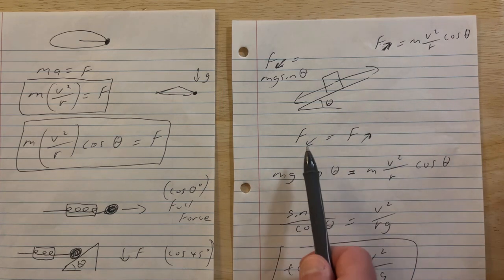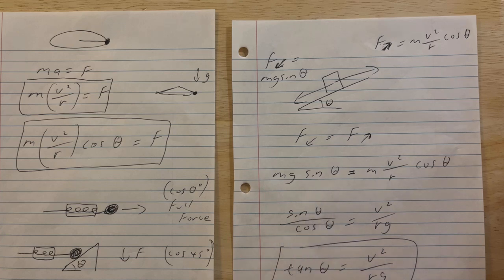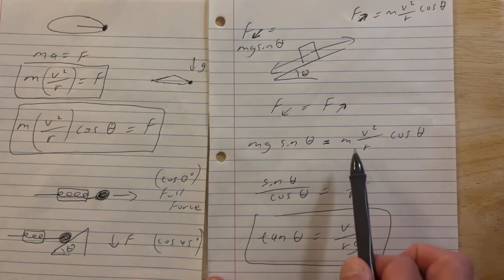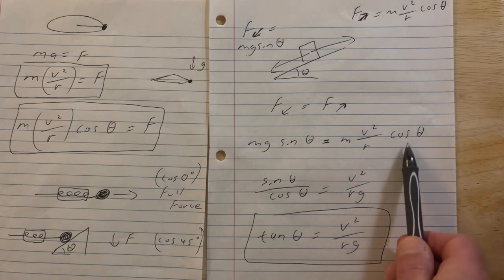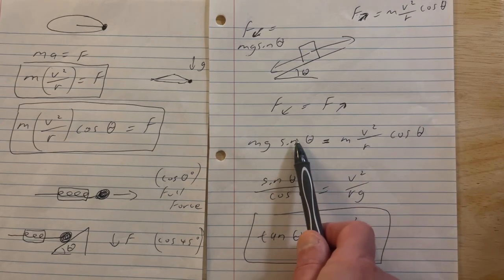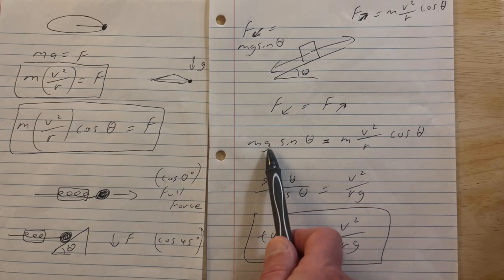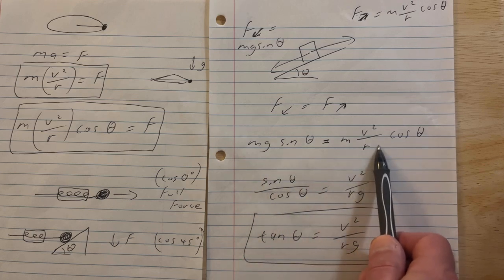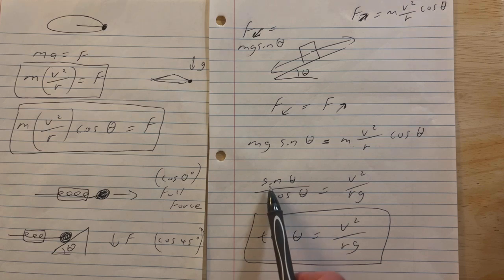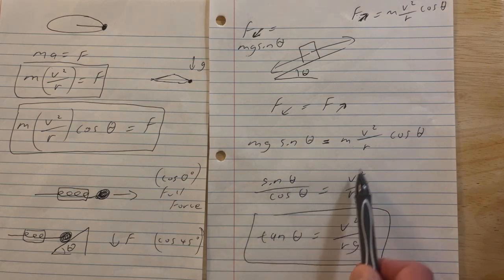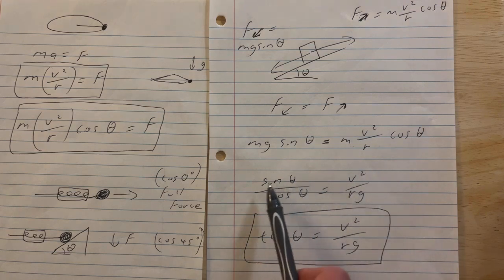So what we do is just set our downward force equal to our upward force. mg sine theta equals m times v squared over r cos theta. Take your cos, bring it over here and put it under sine, so you've got sine theta over cos theta. Take your g, bring it over here and put it under your r. The masses will cancel because you've got one on each side. You end up with sine theta over cos theta equals v squared over rg. Sine theta over cos theta equals tan theta. That equals v squared over rg.